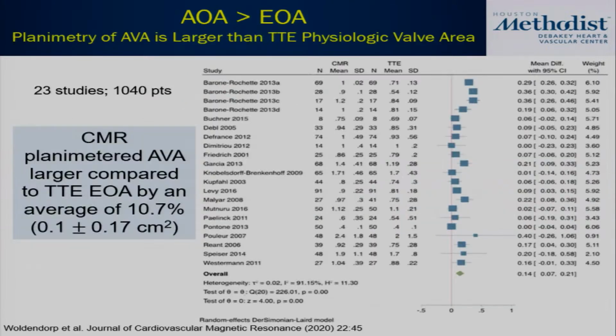And this is a table where they looked at a bunch of studies comparing planimetered anatomical valve areas with physiological valve areas obtained by the continuity equation. And the difference is that the planimetered valve area is larger by 10%. So on the order of 0.1 centimeters squared, plus or minus something centimeters squared.